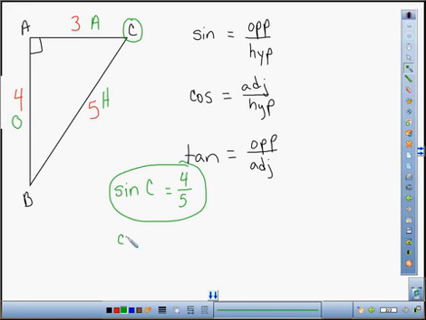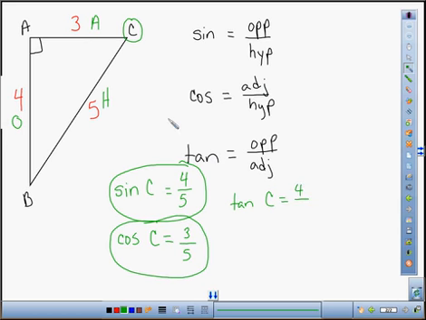How about I want to find the cosine of angle C? Well, cosine is equal to the adjacent over the hypotenuse. So the adjacent is 3, and the hypotenuse is 5. So that would be what the cosine of C would be equal to. And then the tangent of angle C would then be the opposite over the adjacent. The opposite was 4, and the adjacent was 3. And so that would be the tangent of C.